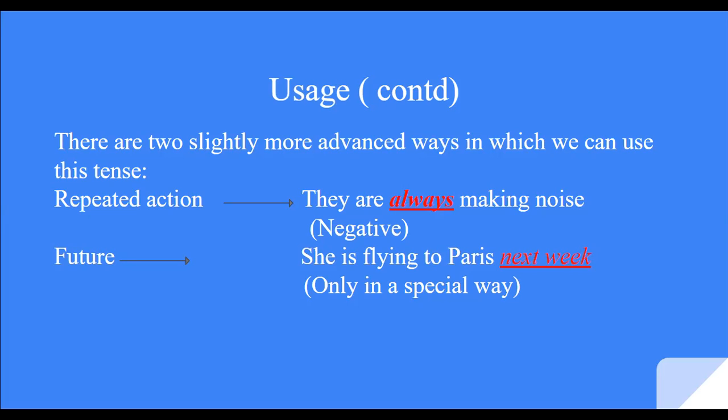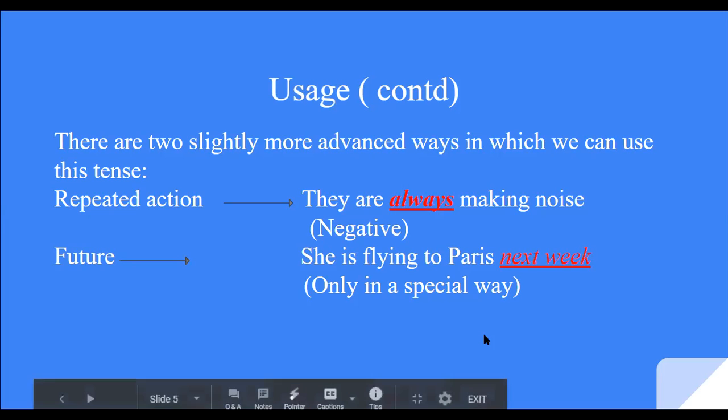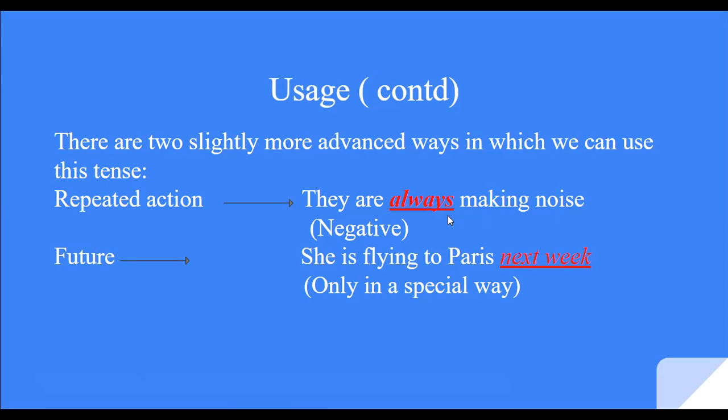Okay, yeah. The first one is to talk about a repeated action, but it's basically negative, and we are using this to generally make a complaint. We are making a complaint about something. So, "they're always making noise" is a negative remark. We use the word always in this context to show the present continuous tense. We can also use words like always, never, sometimes or frequently. We can use such words as well.